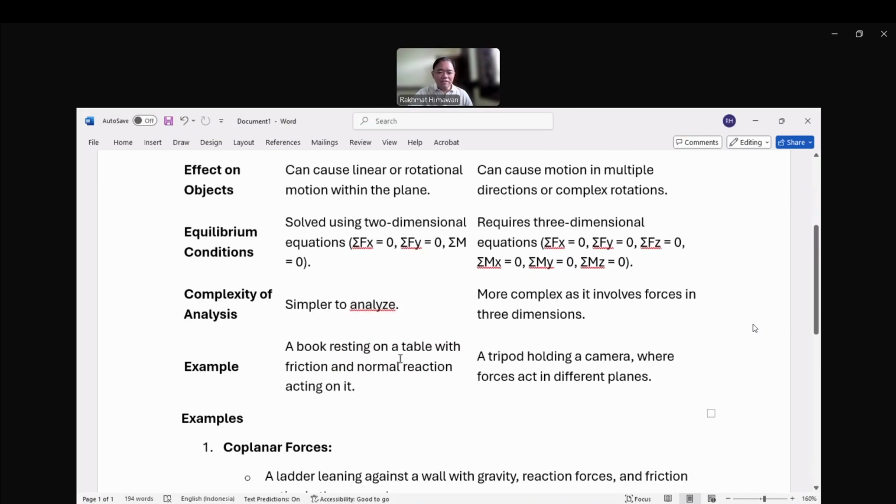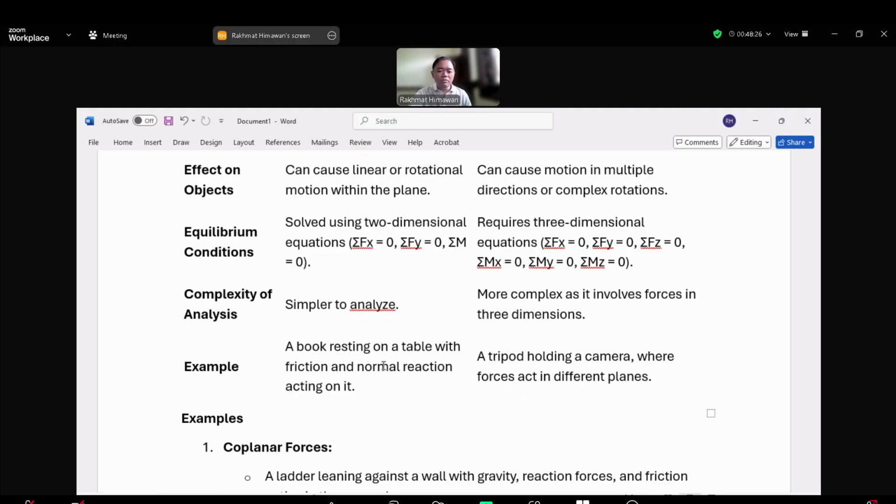An example of what we have discussed is coplanar. Another example is a book resting on a table with friction and normal reaction acting on it. We haven't learned about friction in session 2, but we have a book resting on a table. That means we have a normal reaction. Normal reaction is a reaction from the table to that book, so that book will stay on the table and not fall or move. It is perpendicular to the contact point of that book. Normal reaction, we call it.